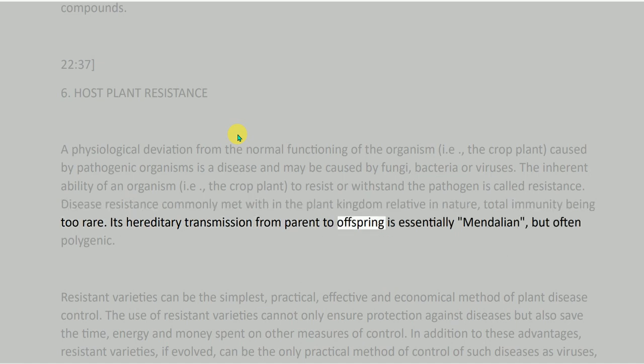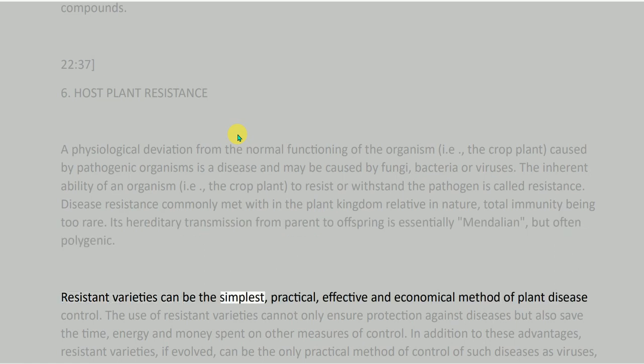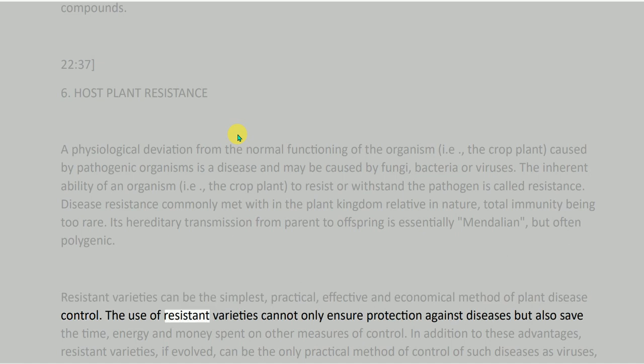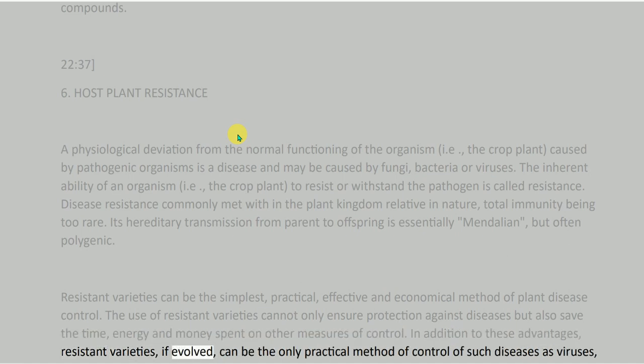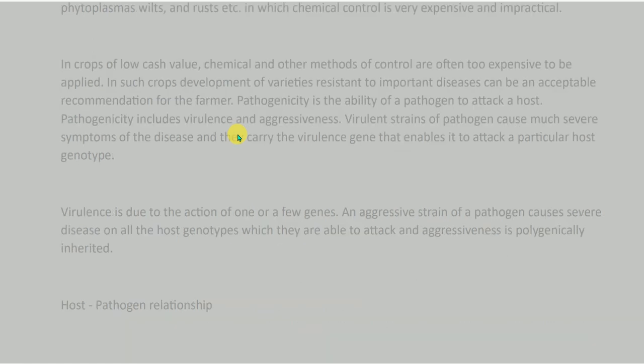Resistant varieties can be the simplest, practical, effective and economical method of plant disease control. The use of resistant varieties can not only ensure protection against diseases but also save the time, energy and money spent on other measures of control. In addition to these advantages, resistant varieties, if evolved, can be the only practical method of control of such diseases as viruses, phytoplasmas, wilts, and rusts etc., in which chemical control is very expensive and impractical. In crops of low cash value, chemical and other methods of control are often too expensive to be applied. In such crops, development of varieties resistant to important diseases can be an acceptable recommendation for the farmer.